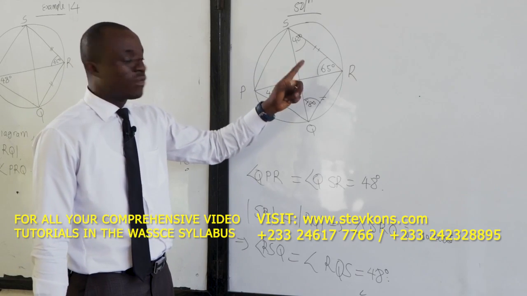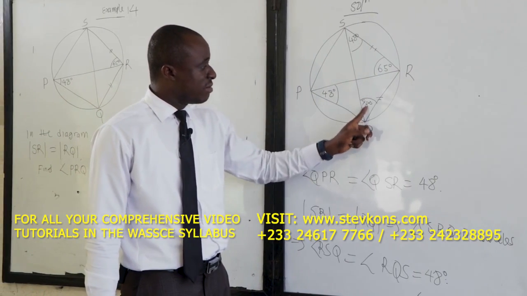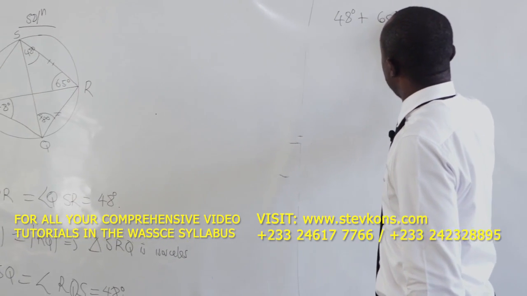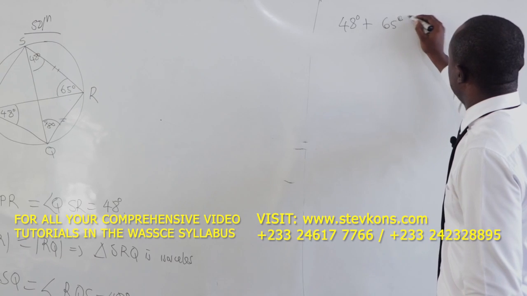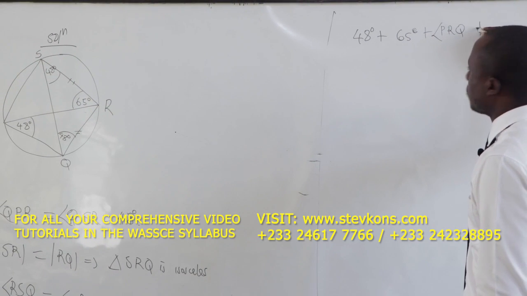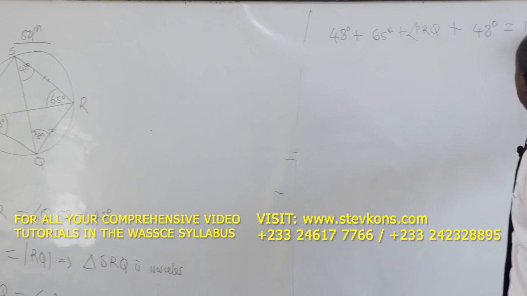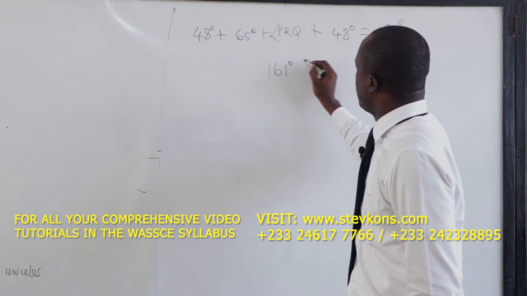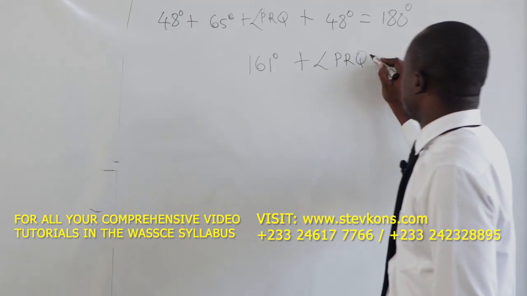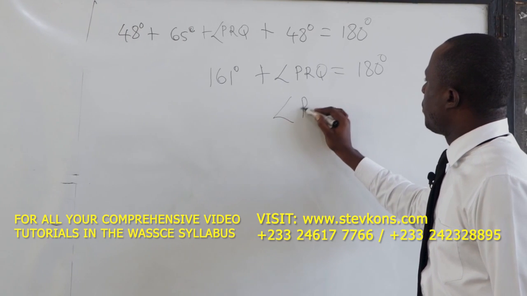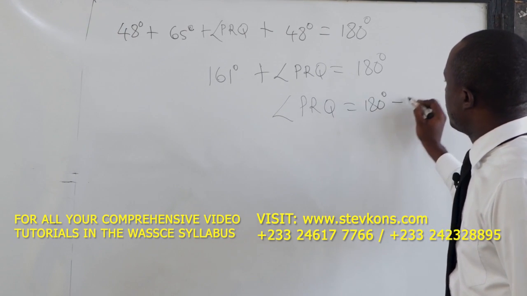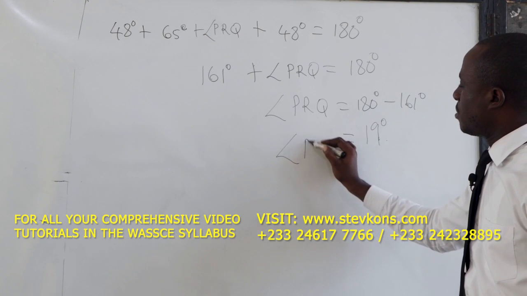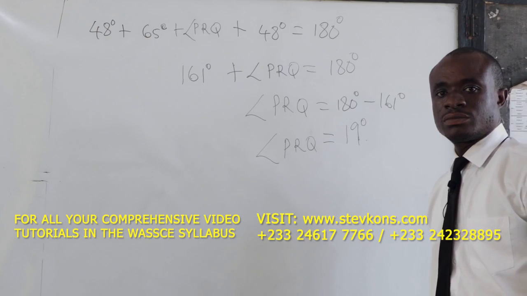Now, what do we have? The sum of angles in a triangle equals 180 degrees. So we have 48 degrees plus 65 degrees plus PRQ plus 48 degrees equal to 180 degrees. Now 48 plus 65 plus 48 is 161 degrees, plus PRQ equal to 180 degrees. PRQ equals 180 degrees minus 161 degrees, and this is just 19 degrees. That's angle PRQ.